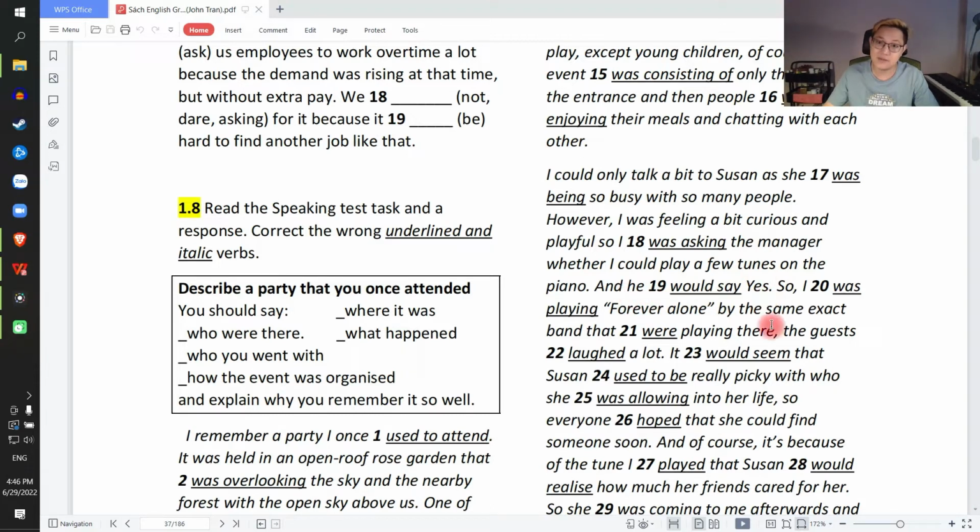And he said yes. So I was playing Forever Alone, alone, O-N, Forever Alone by the same exact band that was playing there. The guests laughed a lot.